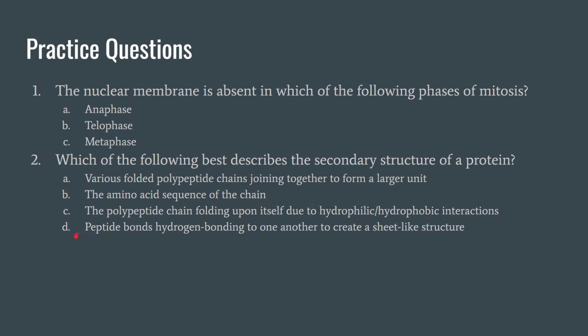And if you remember, secondary structure has nothing to do with R groups. It is only the backbone, and it is only hydrogen bonds between the backbone. It's not any hydrophilic, hydrophobic interactions. That's tertiary structure. So that just leaves us with D, which is correct. Peptide bonds hydrogen bonding to one another to create a sheet-like structure. This is secondary structure.